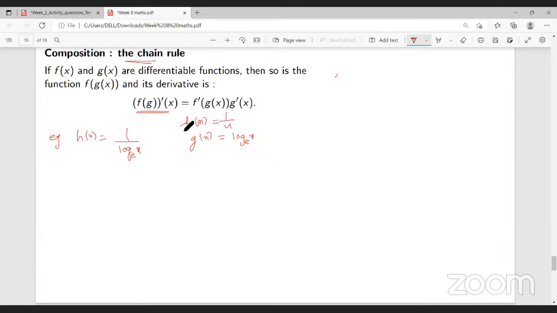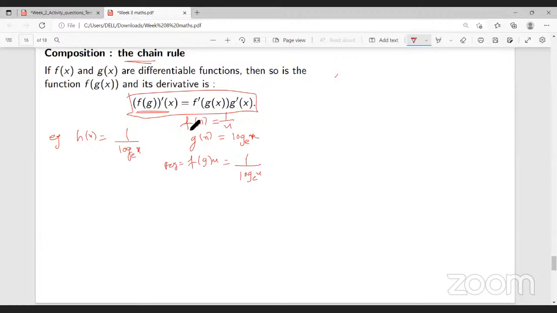Yeah, so I can consider this f of x as 1 by x, g of x is log of x. Then f of g of x will be 1 upon log x, right? The composite function rule. My fog will be 1 upon log x. Everywhere there is x, we will substitute log of x. This is my fog composite function. Now just apply the chain rule to this particular function.